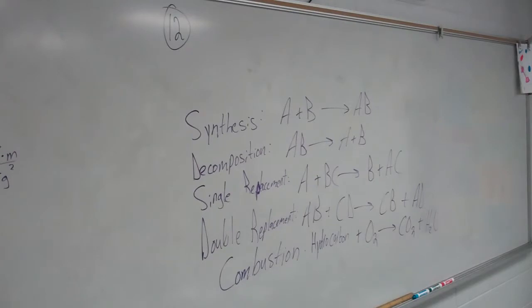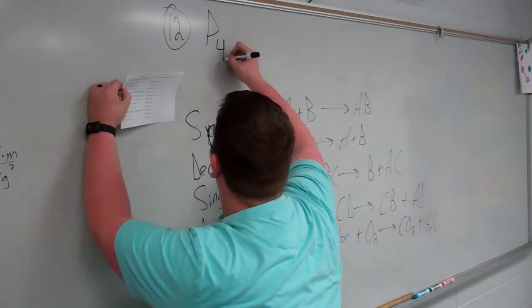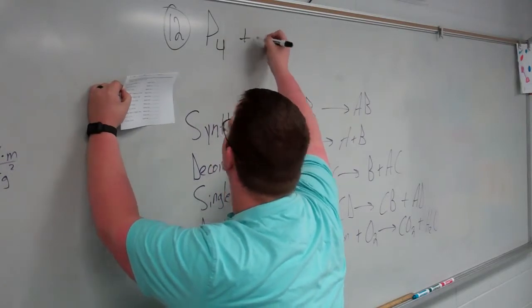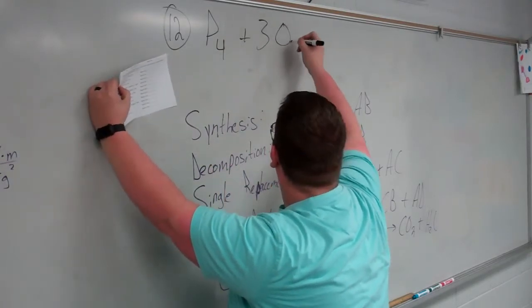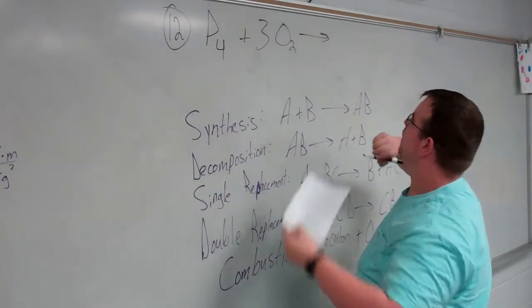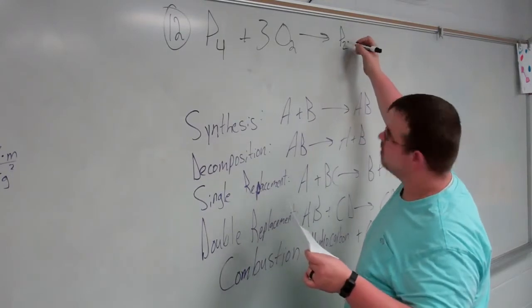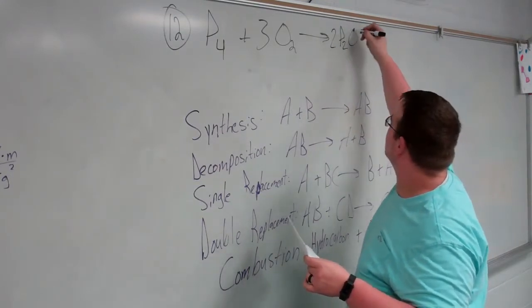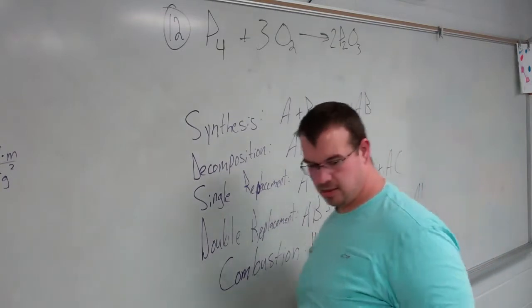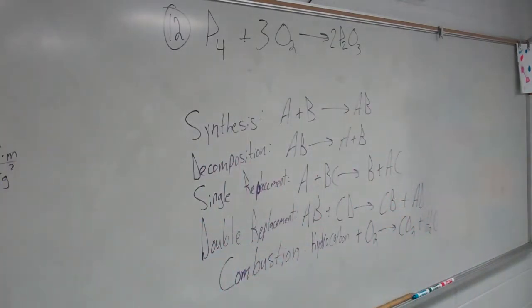Number 12. Phosphorus plus oxygen makes diphosphorus trioxide. Take yourself a minute, give that a shot.